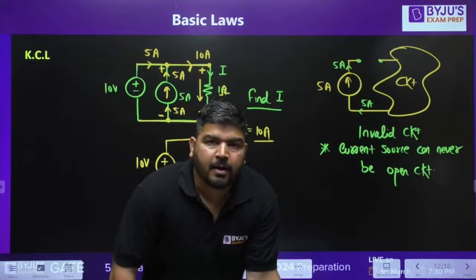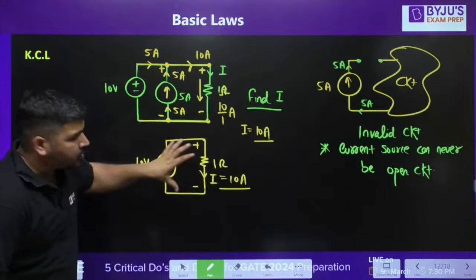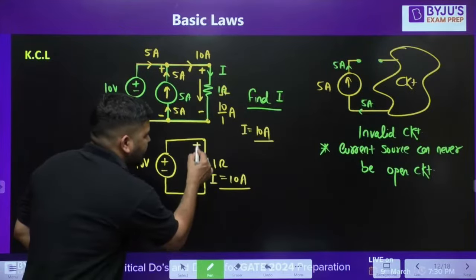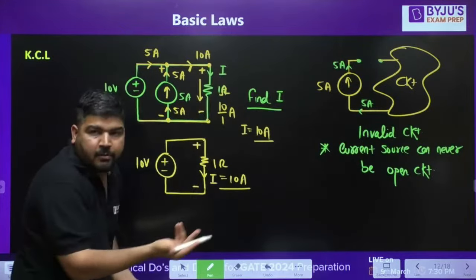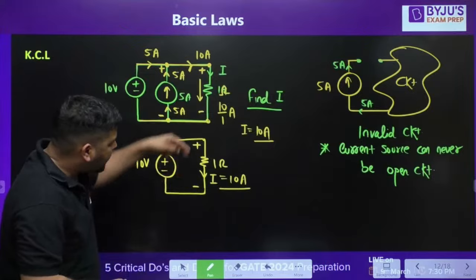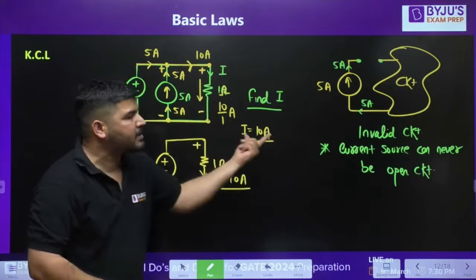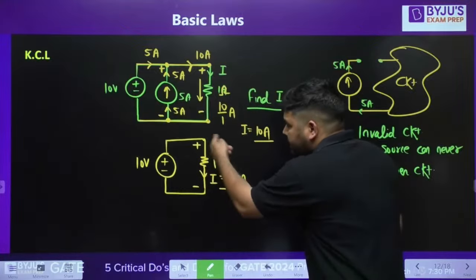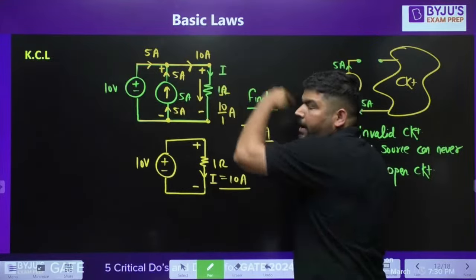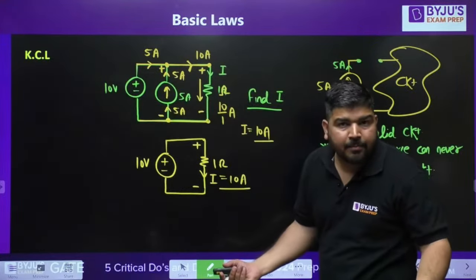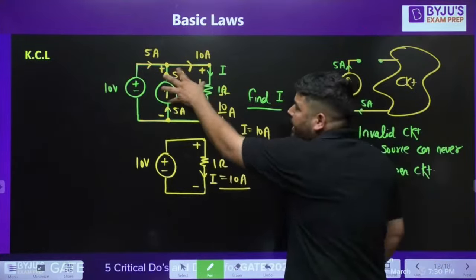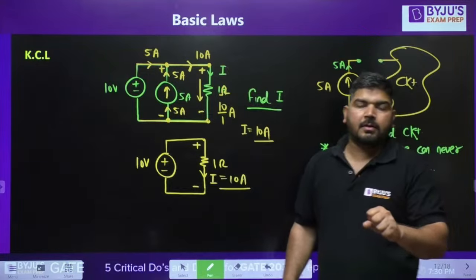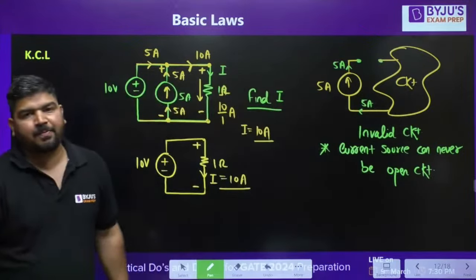Actually, you can't remove that current source. Why? If you are removing this current source, in this resistance, everything remains same. The voltage across this resistance is 10 volt. Previously, it was 10 volt. And the current is 10 ampere. Previously also it was 10 ampere. So nothing has changed as far as this resistance is concerned. But this circuit and this circuit are not same. Why not same? Because of power.